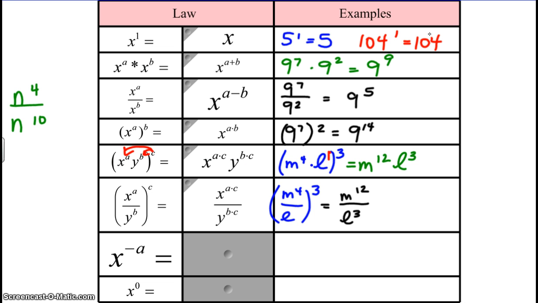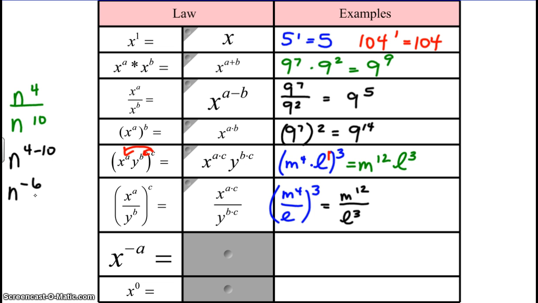It would be n to the 4th divided by n to the 10th is going to be n to the 4 minus 10, because you always do top minus bottom. That is going to end up leaving me with an n to the negative 6. We are not allowed to have negative exponents anymore. So what's going to end up happening is the negative actually tells me to change the location.